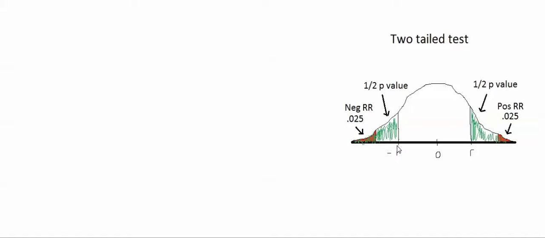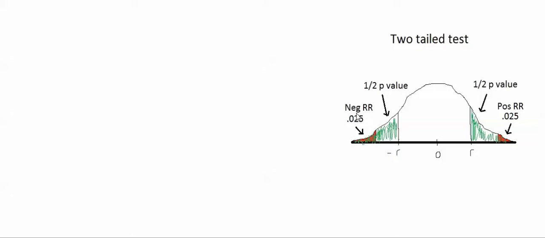In a two-tailed test, you have the negative critical value at the left end of the number line right here, where this red area starts. And you have the positive critical value at the right end of the number line, where this red area starts. And the area starting at the negative critical value and going out to the left is the negative rejection region. And the area starting at the positive critical value and going out to the right this way is the positive rejection region.